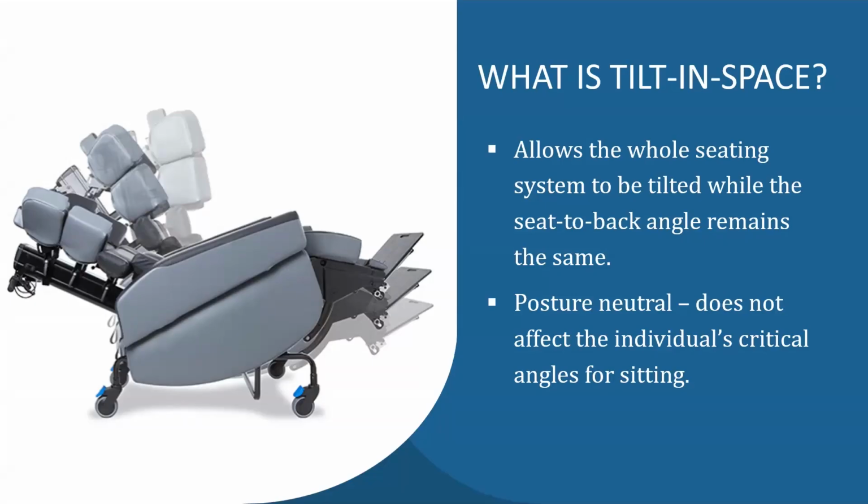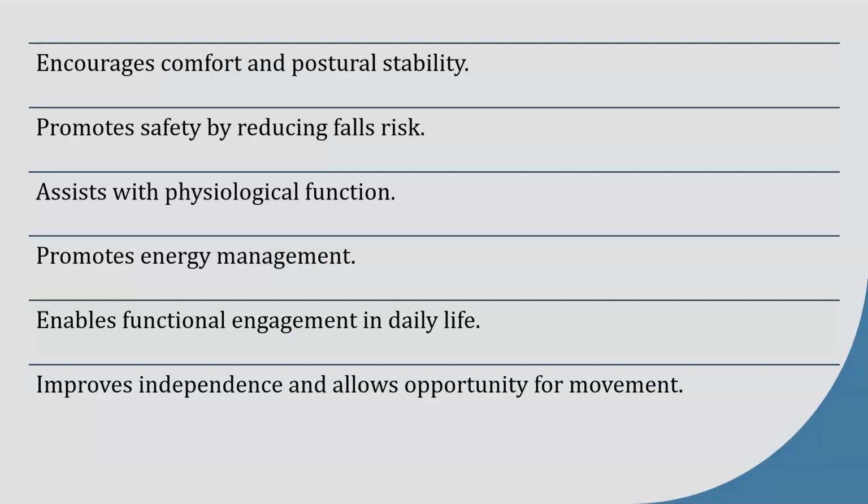Tilt in space allows the whole seating system to be tilted while the seat to back angle remains the same. So therefore, it doesn't alter the user's hip and knee angles. We can refer to this as posture neutral, as it does not affect the critical angles for sitting, which is fantastic, because it means that we can maintain that stability that we've tried really hard to get during that assessment process.